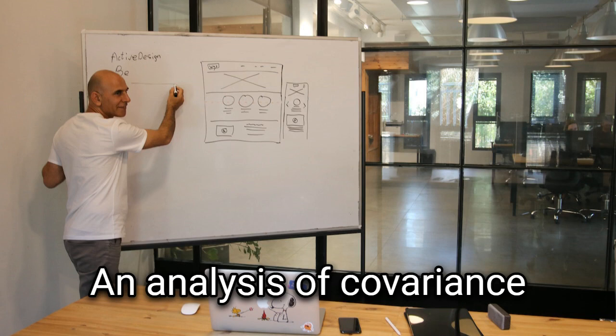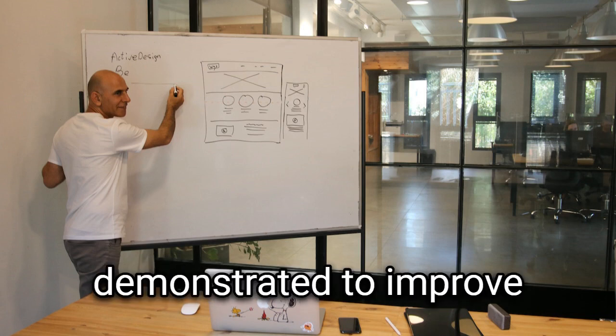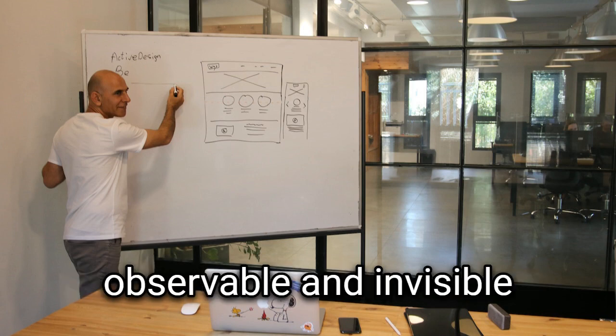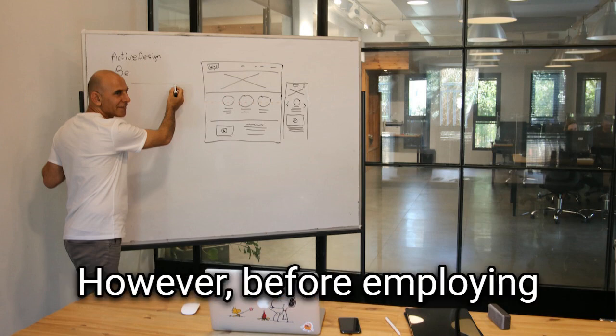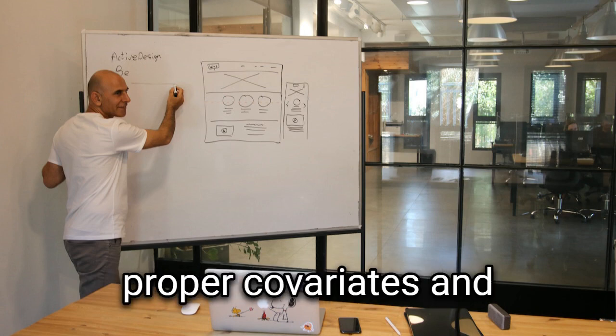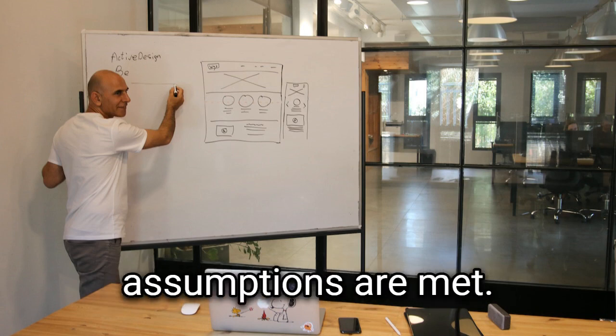An analysis of covariance has been demonstrated to improve the reliability of study results by adjusting for both observable and invisible confounding variables. However, before employing ANCOVA in a study, it is essential to pick the proper covariates and guarantee that the test assumptions are met.